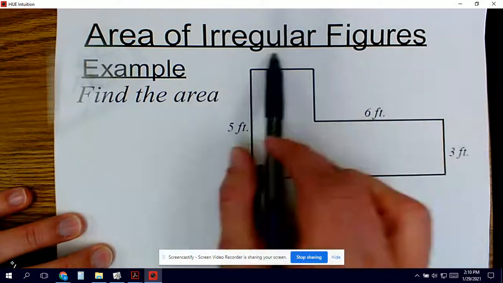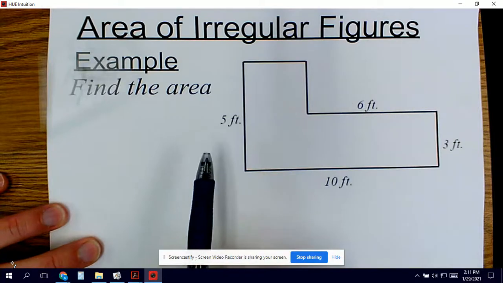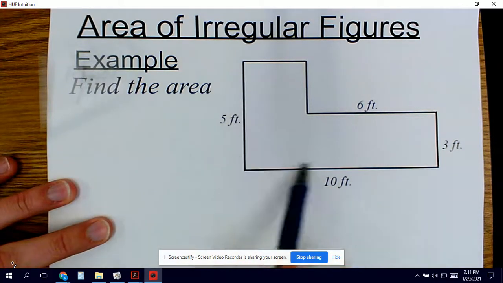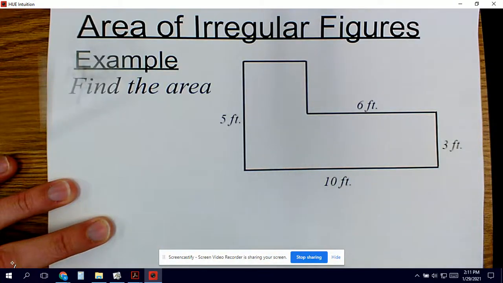We are asked to find the area of this object. Now, this object is called an irregular polygon because its shape isn't one of the normal polygons we work with. Earlier this week, we talked about area of squares and rectangles and parallelograms, trapezoids, and triangles. Those are regular polygons. They are shapes that have a specific name based on characteristics that they have. Irregular polygons are a polygon because they're an enclosed figure, but they don't have specific characteristics that make them one of the regular polygons.